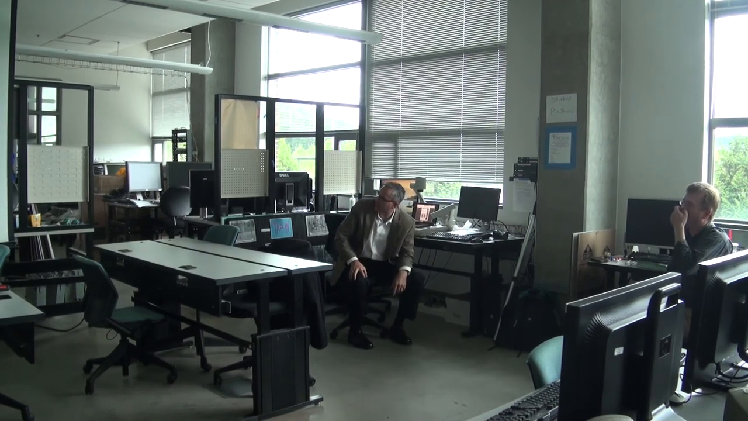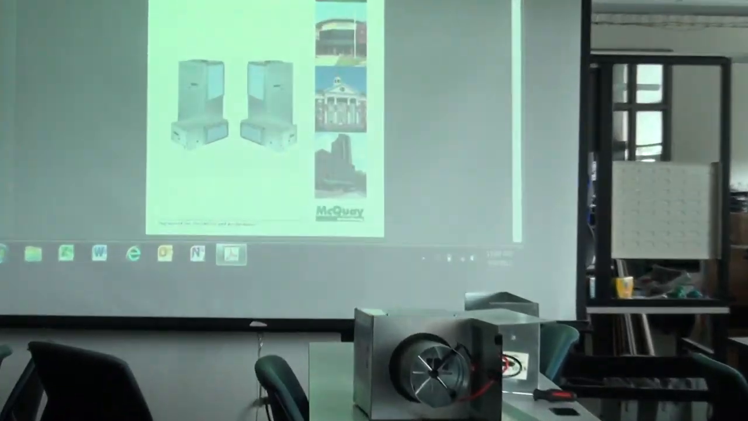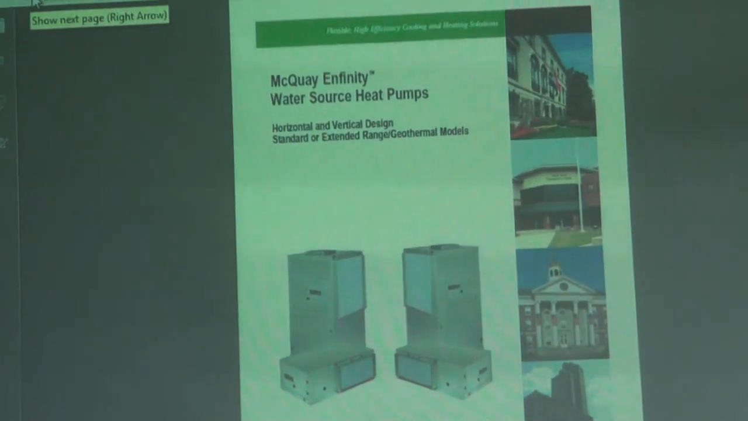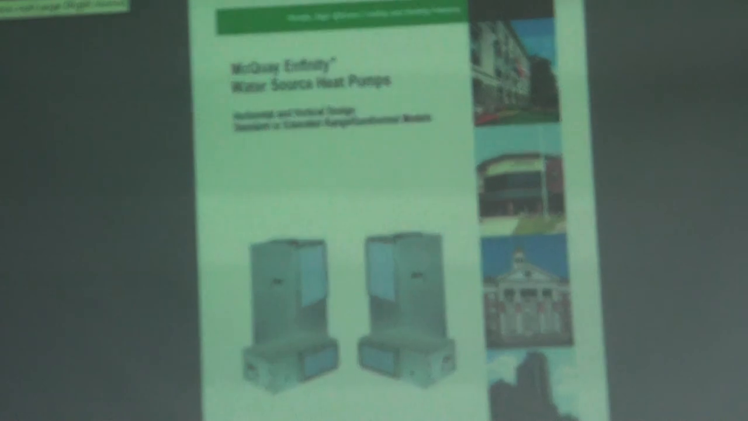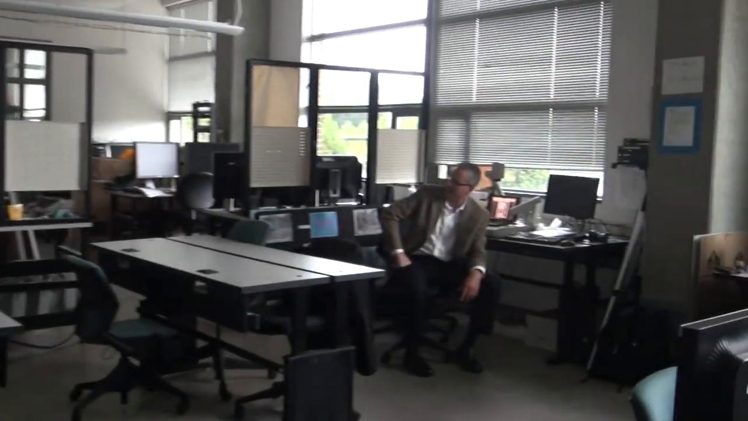You've probably seen heat pumps if you haven't. Verticals, horizontals, just look like a box. Look like a fan coil, for that matter. But inside there you have a compressor, a condenser coil, a coaxial condenser coil, an evaporator coil, and a reversing valve. That basically changes the process from heating to cooling, and your condenser becomes the evaporator and vice versa.